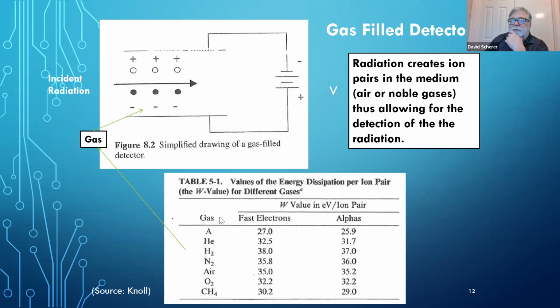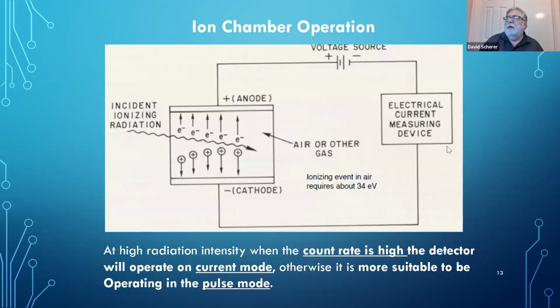The value of energy required per ion pair for different kinds of materials are shown here, and they're relatively high. So that makes for a good choice of material. They also have a difference between electrons and alpha particles, which makes it possible to discriminate between the two. So here's another illustration.